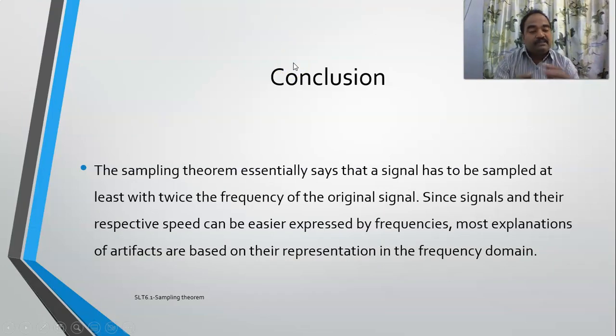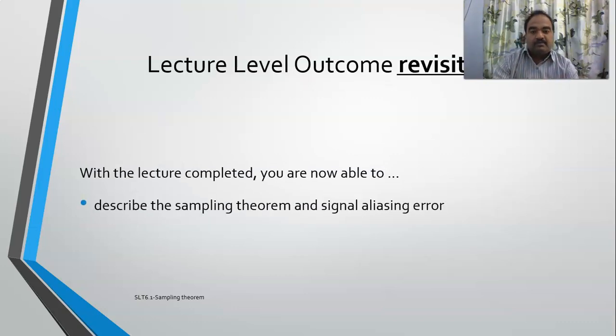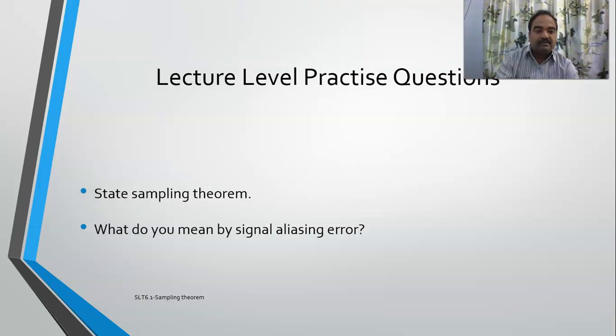Sampling theorem essentially says that a signal has to be sampled at least with twice the frequency of the original signal. And since signals and their speed can be more easily expressed by frequencies, most explanations are based on the representation in the frequency domain itself. I hope that you are able to describe the sampling theorem and what an aliasing error actually is, which happens when you are sampling signals. For more discussion, go through the textbook and come back to the class. We'll have a quick discussion on how this sampling theorem is to be implemented. Okay, thank you.